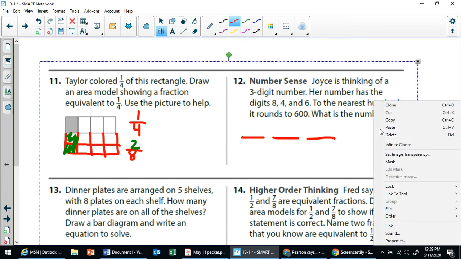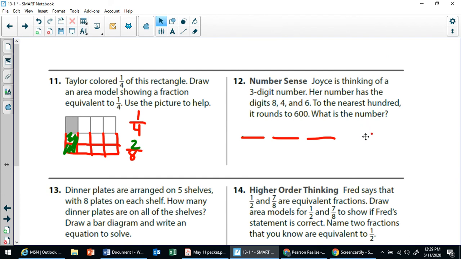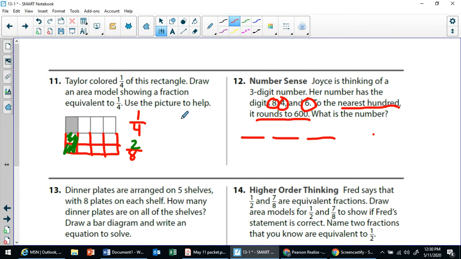So I am not saying that your answer is going to be 846. That is not what I am saying. I am saying you are going to use an 8, a 4, and a 6 to make a number. So that means you need to move these numbers around, reorder them to make a number that rounds to 600. It's going to round to 600 when rounding to the nearest hundred. So try your best on that one.